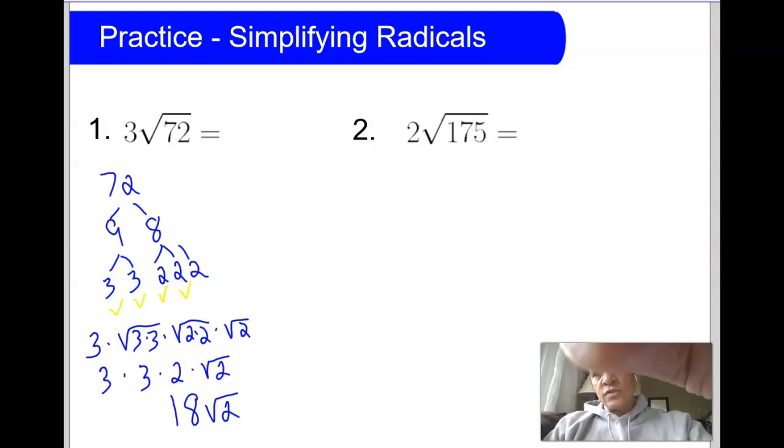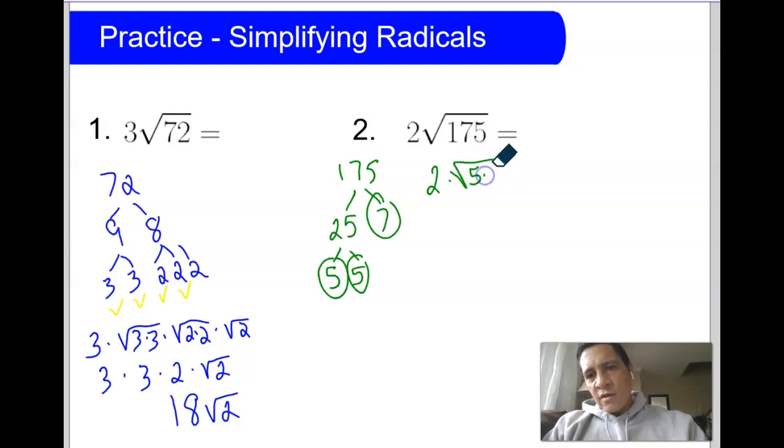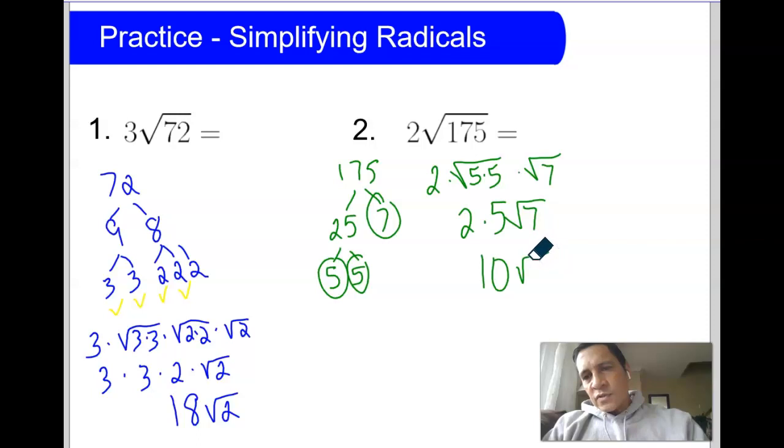And last but not least, 2 times the square root of 175. Again, let's find those prime factors for 175. I know it's going to be 25 times 7. And 25 I could break up into 5 and 5. So to simplify this radical, it's going to be 2 times the square root of 5 times 5, times the square root of 7. This is going to be 2 times 5 times the square root of 7. 2 times 5 is 10. 10 times the square root of 7 is our final answer.